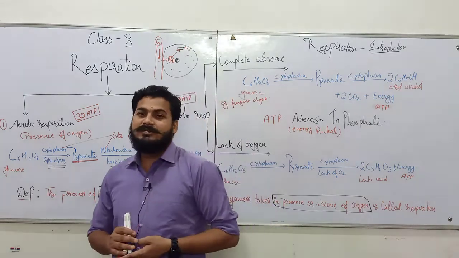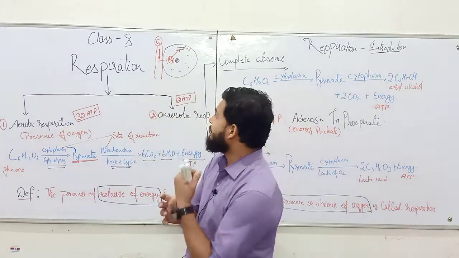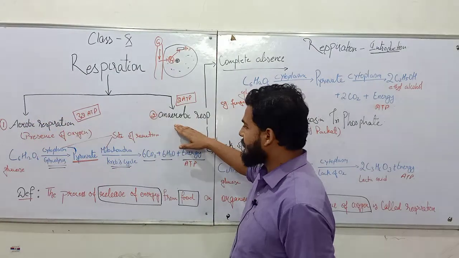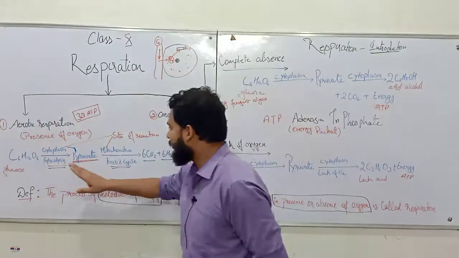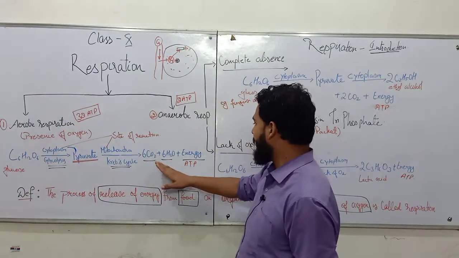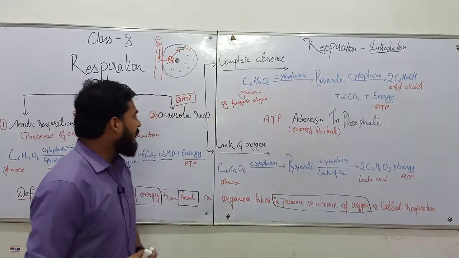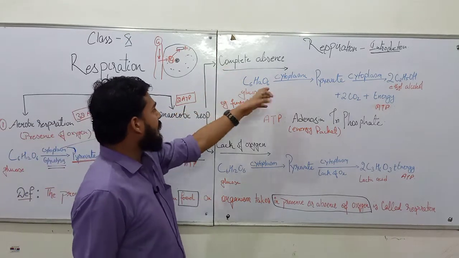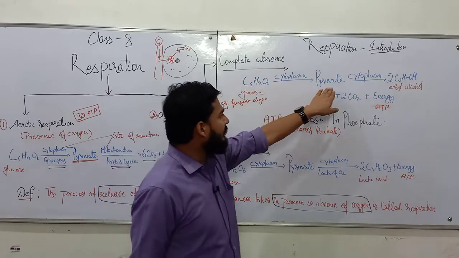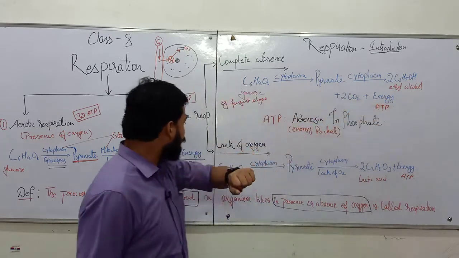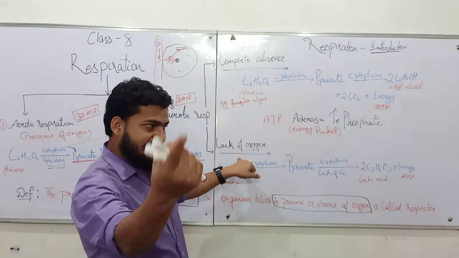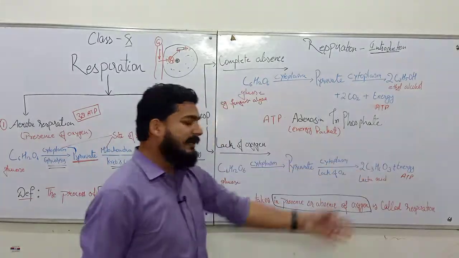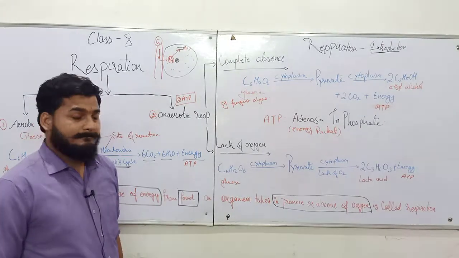Okay, so this was all for today. We saw respiration divided into two parts, aerobic and anaerobic respiration. In aerobic respiration, glucose is turned into pyruvate and then into carbon dioxide, water and energy. In anaerobic respiration, which takes place in complete absence of oxygen, glucose is converted into pyruvate and ethanol. If there is a lack of oxygen, present but less, glucose is converted into pyruvate and then into lactic acid and energy.